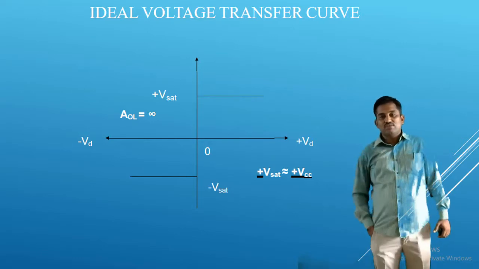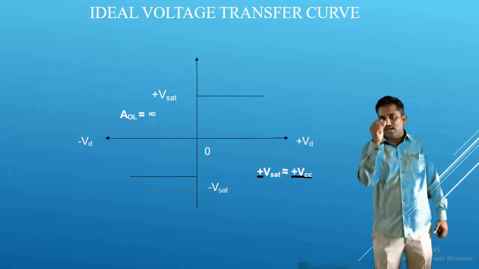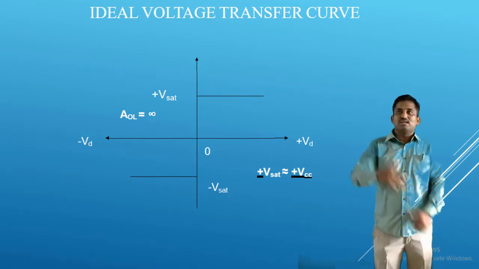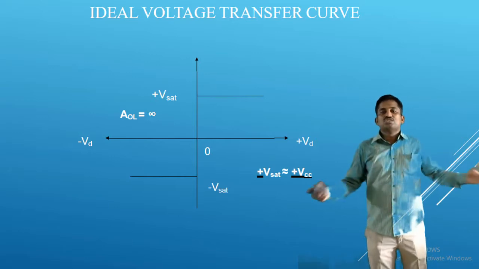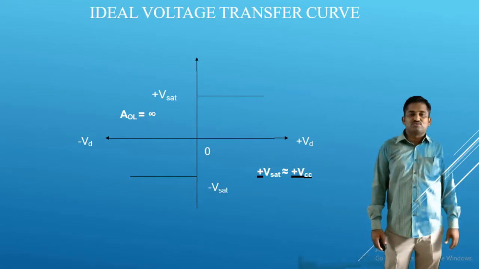So even if there is a small change, even because of the noise at the input terminals of an ideal op-amp, immediately your output will go to the saturation voltages, and this is the ideal voltage transfer curve.